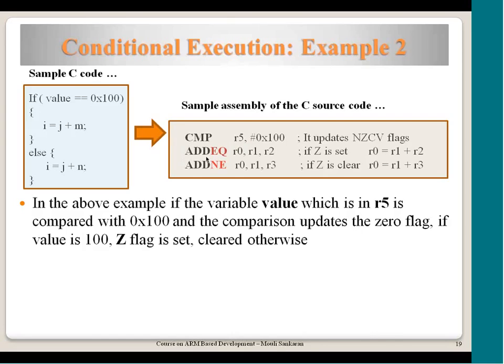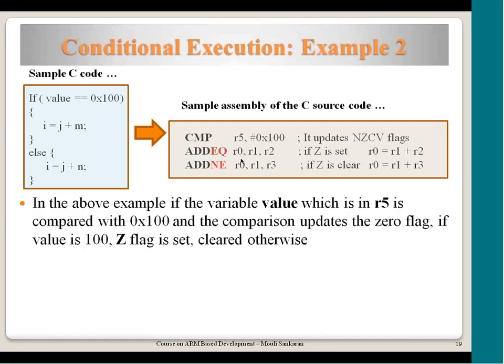Now it comes here, add. So add is executed only when the zero flag is set, because we have said ADDEQ. So it will perform this job. Now what are R1 and R2? They are supposed to have been mapped to these variables, and they get added, and then the result is put into R0, which is i.